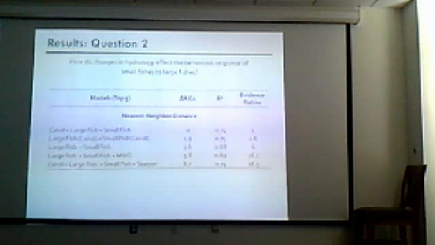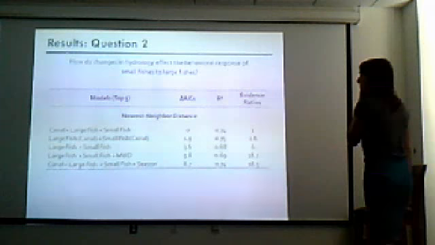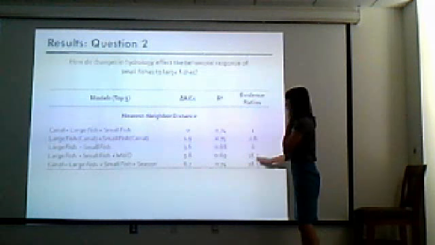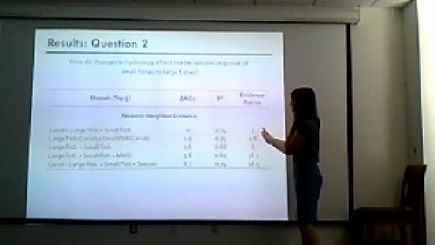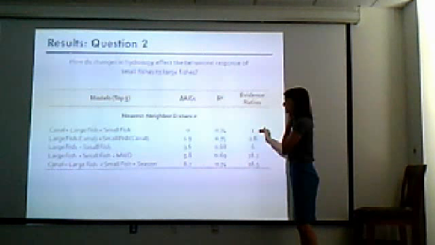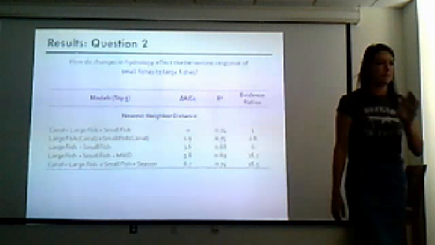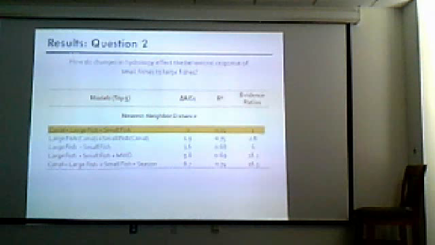Okay, going on to my next model, which is nearest neighbor distance. Again, just showing you the top 5. You see a much larger range of evidence ratio, which provides evidence that this first model really is the best model, with still a relatively high R-squared value. So I picked the first model as my best model, which includes canal and large and small fish density.